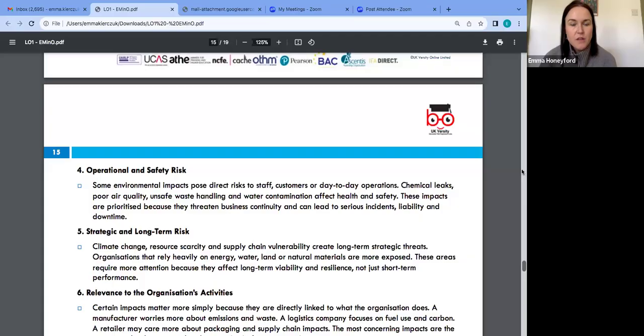Then we have operational and safety risks. Some environmental impacts pose direct risks to staff, customers, or day-to-day operations, so it makes sense that organisations limit those risks to their staff. Then we've got strategic and long-term risks. Thinking about the definition of sustainable development, it's about the future nature of sustainability. Climate change, resource scarcity and supply chain vulnerability can impact long-term strategy. Organisations that rely heavily on energy, water, land and natural materials are more exposed.